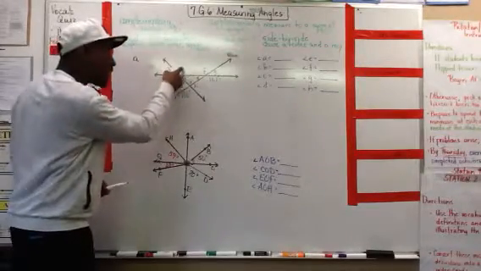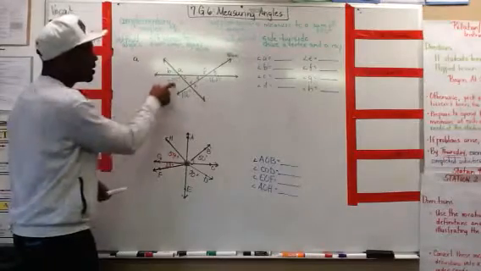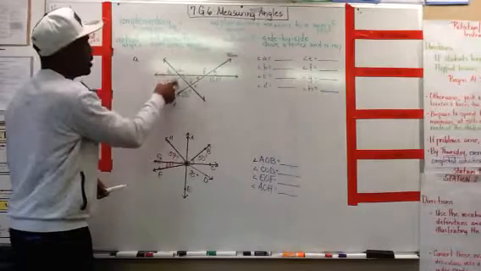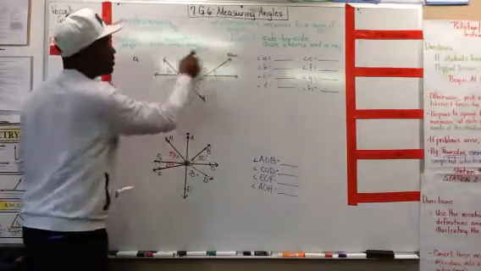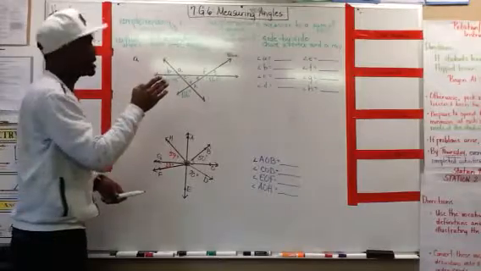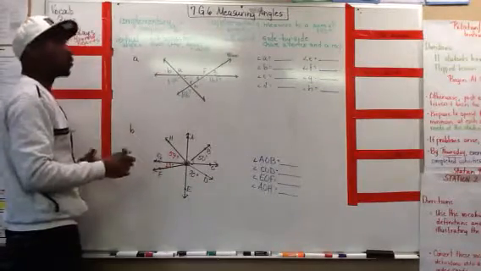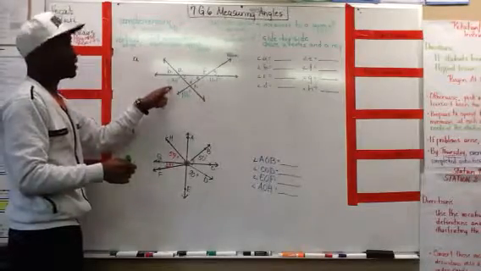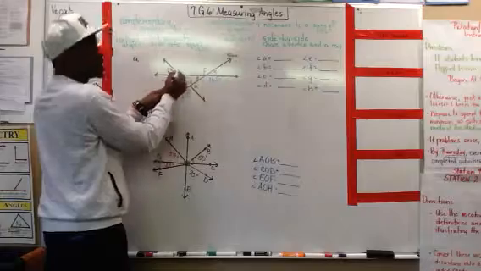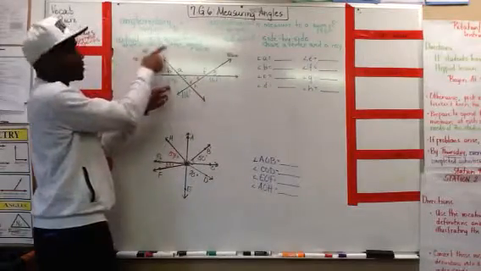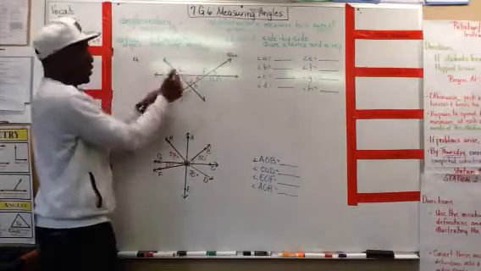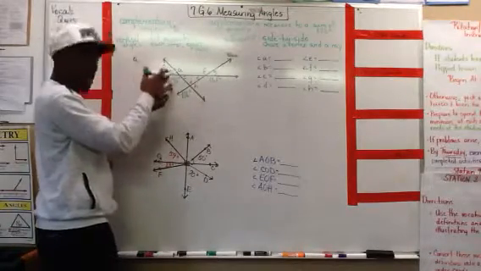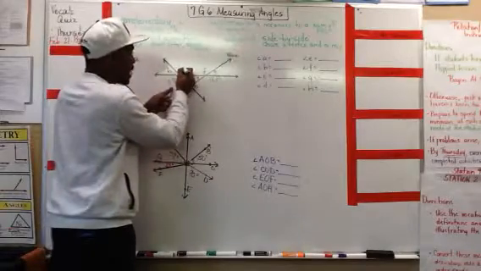What do you call this A that sits across from it? What kind of angle is it? Look at your definitions. Somebody said it. Vertical. It sits across from each other. So what does A measure? What do we know about vertical angles? Equal value. So if 138 is on this side and A is sitting across from it, A has to be 138 degrees.